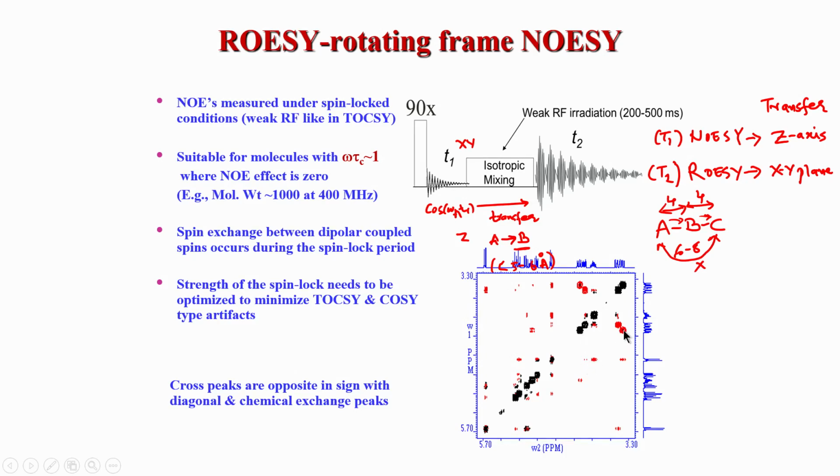So, this color changes based on whether it is a direct peak, meaning A to B is a direct peak because they are closer than 5 Angstrom, B to C is also a direct peak because they are less than 5 Angstrom, but A to C is an indirect peak. There is no direct dipolar interaction between A and C. So, that is a spin diffusion peak, and interestingly in ROESY the cross peak between A and C, I am not talking about the diagonal peak, will be the same color as the diagonal peak of A and C or any diagonal peak.